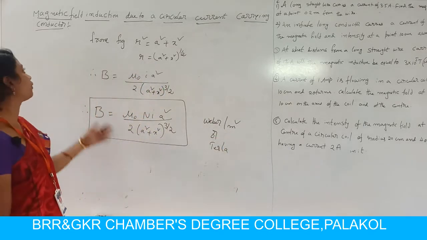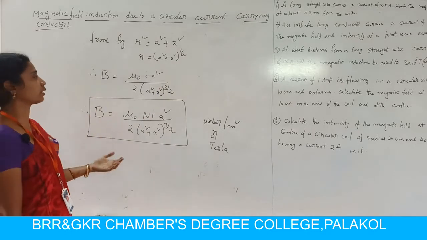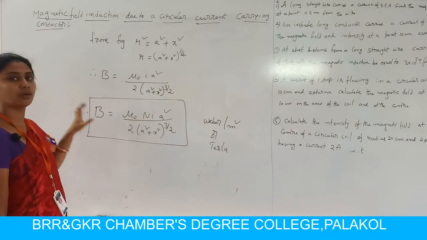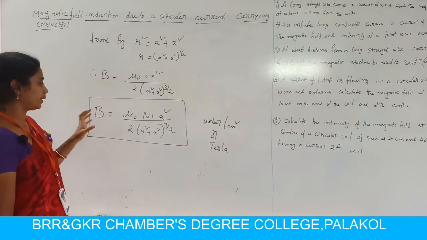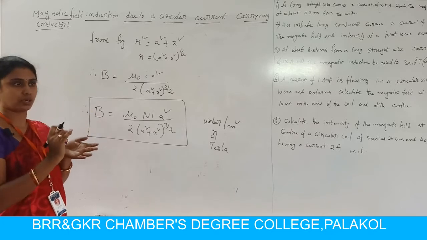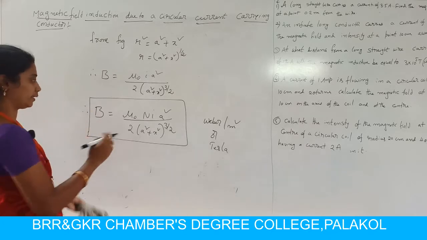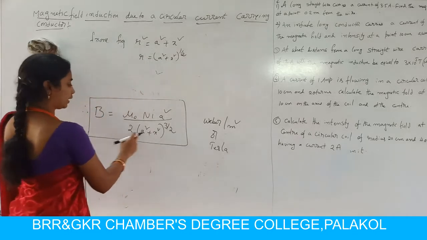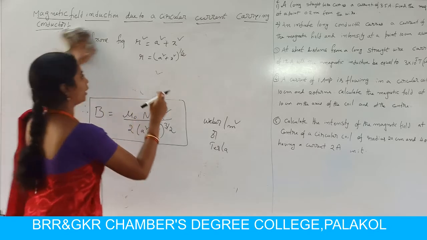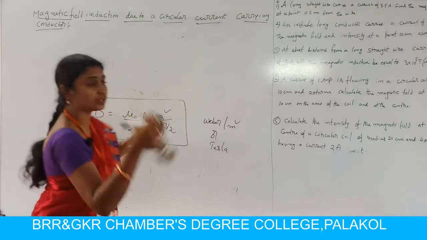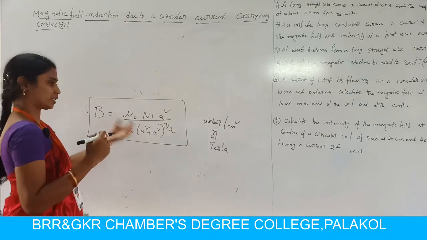I hope you are following the magnetic field induction due to a circular current carrying conductor. In this topic two cases arise. If the point lies on the center of the coil, then the distance between the circular coil and point P reduces, so point P lies on the circular loop, and the distance is neglected.